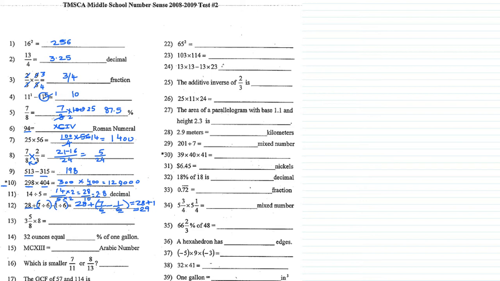Question number 13. 3 5 by 8 times 8. So let's convert this mixed fraction to an improper fraction. So 8 times 3 is 24. 24 plus 5 is 29. So this is nothing but 29 over 8 multiplied by 8. So 8 and 8 cancel. So the answer is 29.